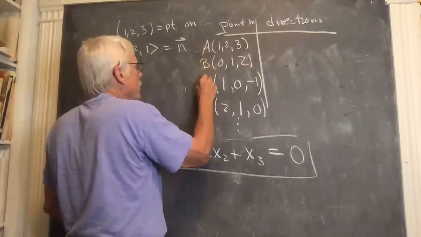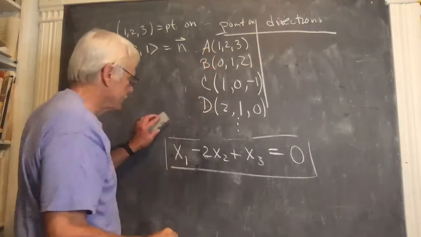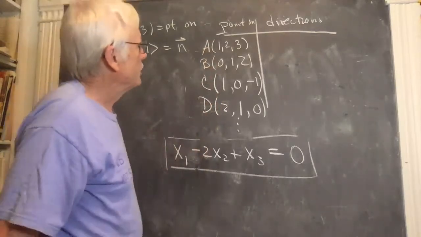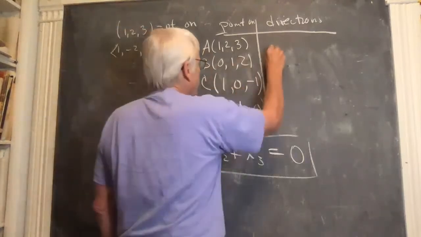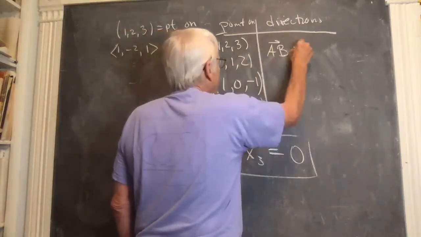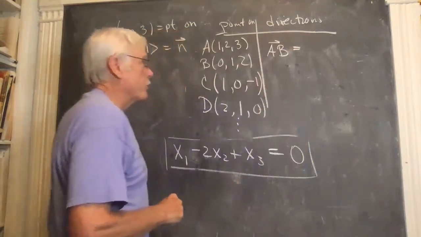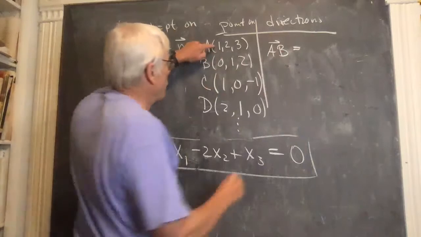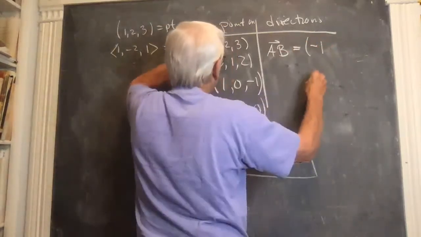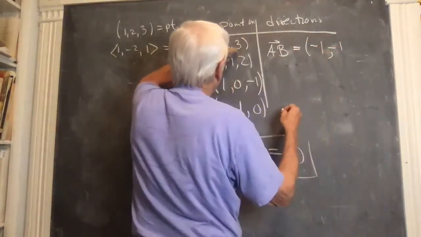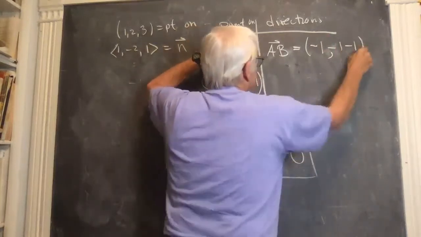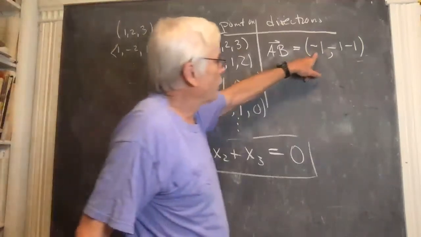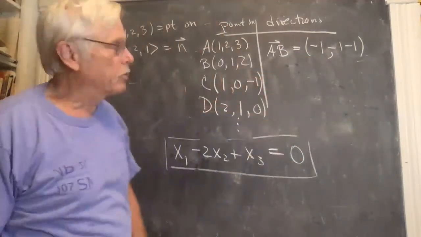Calling these points A, B, C, D. Robert did this in class. That was a good idea, and it makes finding directions pretty nice. AB then is one of the directions of the plane because it is the vector between these two. So minus 1, minus 1, and minus 1. We also could have used 1, 1, 1, because if you have a direction of the plane, any multiple is also a direction of the plane.